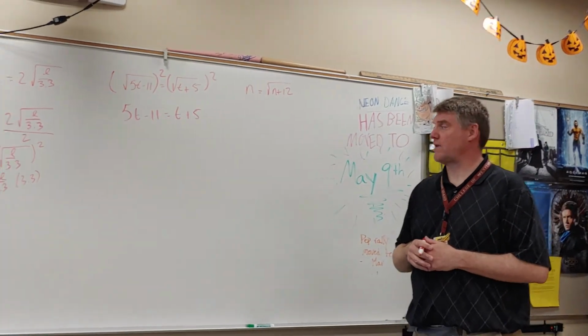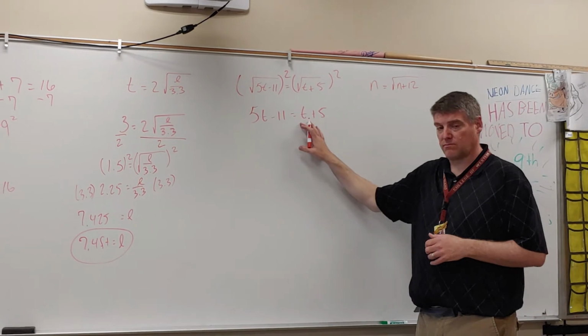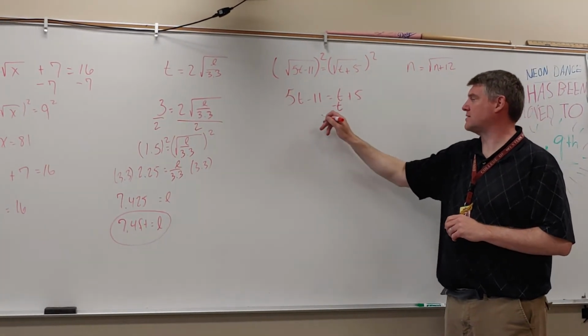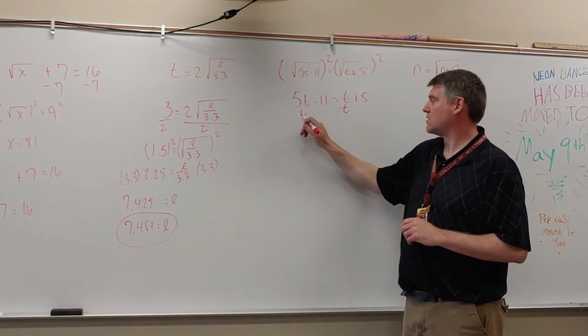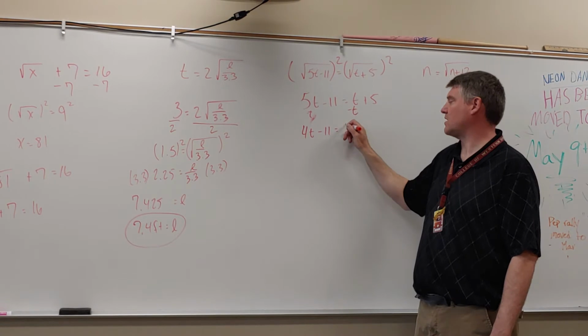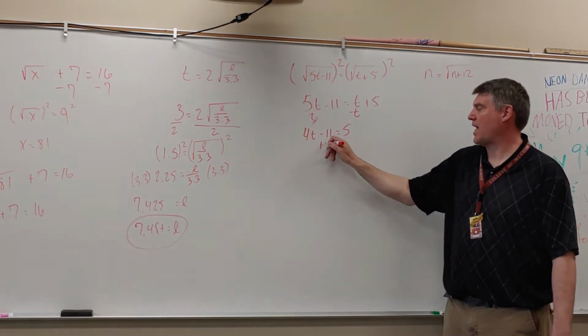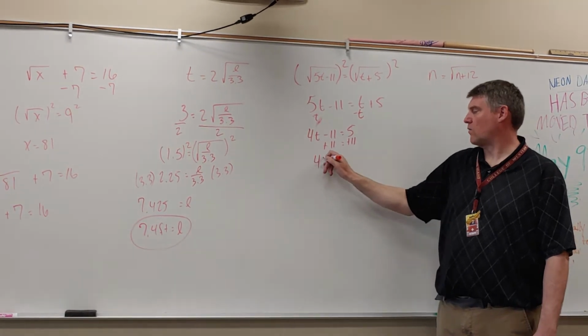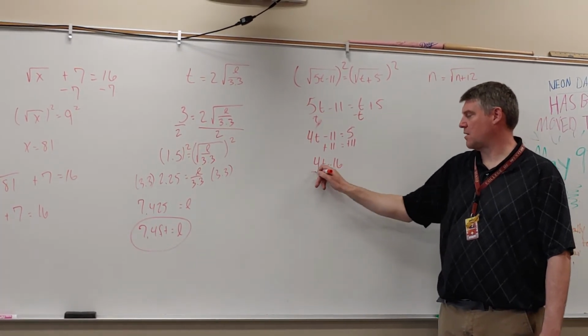So what I'm trying to do now is solve this just like I did at the beginning of the year. I'm going to bring over my t so that I have the t's on the same side. So 4t minus 11 equals 5. I'm going to add my 11 over. 4t equals 16, and I'm going to divide by 4.